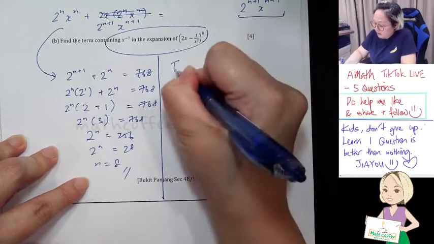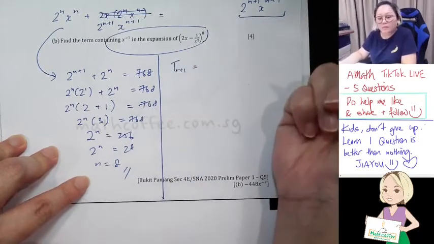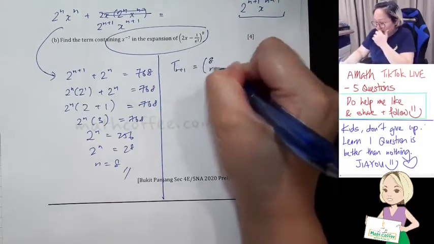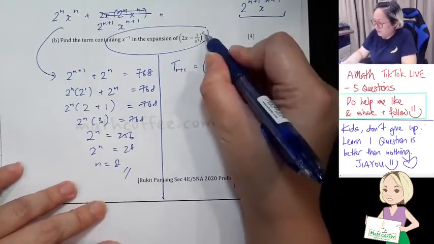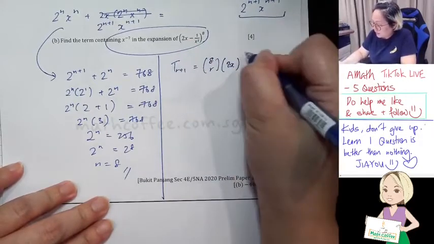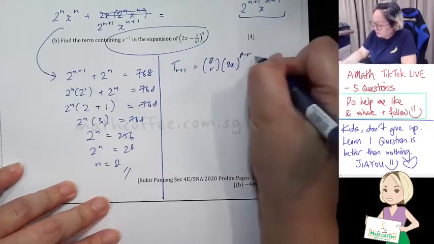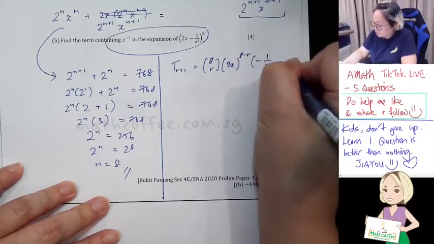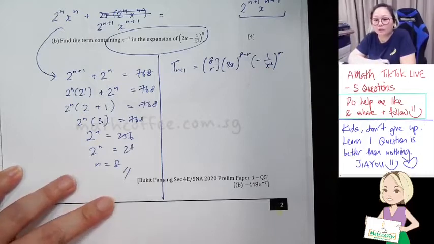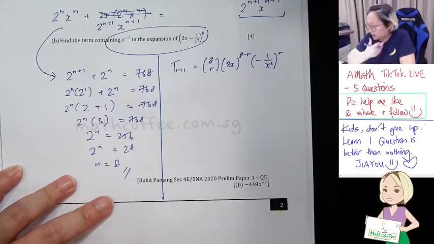So it will be T(r+1). You will have nCr, so it's 8Cr, because n is 8. And then what is my a? My a is 2x, and this one will be 8 minus r. And then this one will be minus 1 over x squared to the power of r. Write out the general formula first. Put in the a and the b. Then you're supposed to form an equation to find out the r that you're interested in, to give you the term that you want.